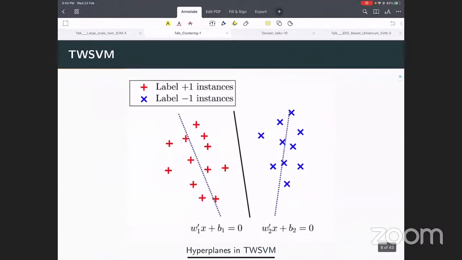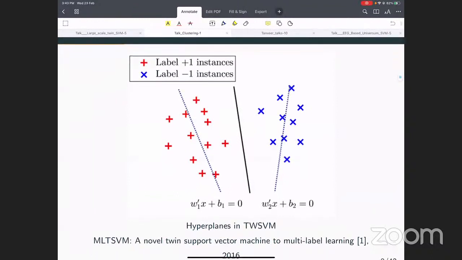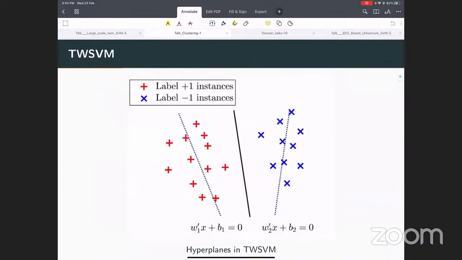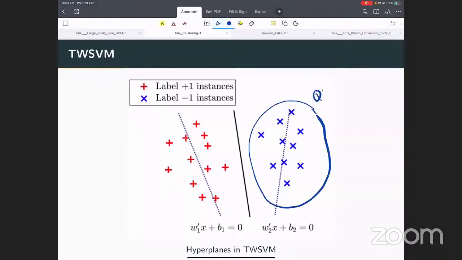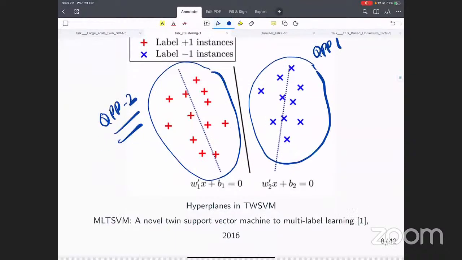Let me just give the idea of twin SVM geometrically. You can see that rather than having supporting parallel hyperplanes, in twin SVM we have non-parallel hyperplanes. We can see that this is one QPP, QPP1, and this is another QPP. So we have two smaller SVM problems, as I discussed theoretically. You can see here.